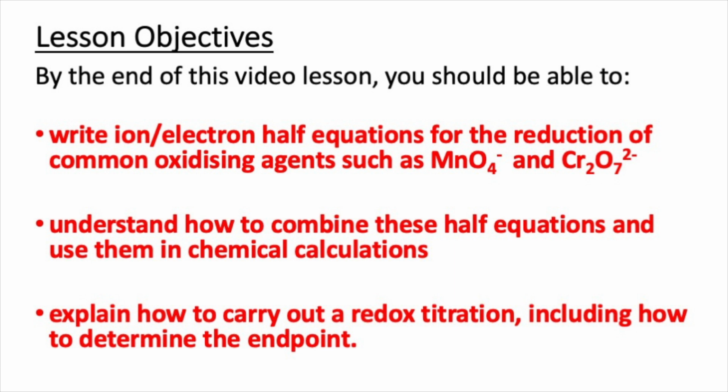By the end of this video lesson, you should be able to write ion electron half equations for the reduction of common oxidizing agents such as MnO4- and Cr2O7 2-. You should be able to understand how to combine these half equations and use them in chemical calculations. And finally, you should be able to explain how to carry out a redox titration, including how to determine the endpoint.